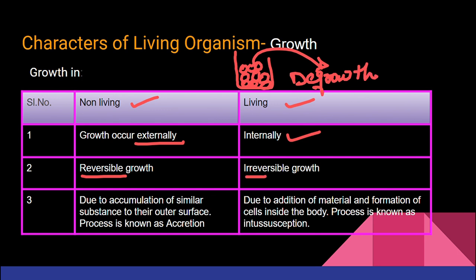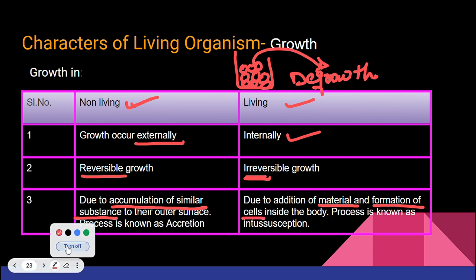But when we talk about us, have you ever seen that you have grown tall and then next morning when you wake up you are short? Is it going to happen with you? No, we do not have degrowth. So it is irreversible for us. How does non-living growth happen? Due to the accumulation of similar substance. Mind it, I am talking about similar substance, right? And how does growth occur in our body? Due to addition of material or the formation of cells inside our body. Is it clear, class? Fine.